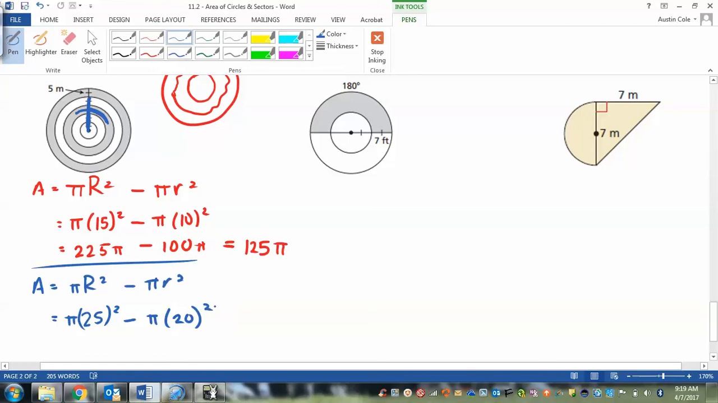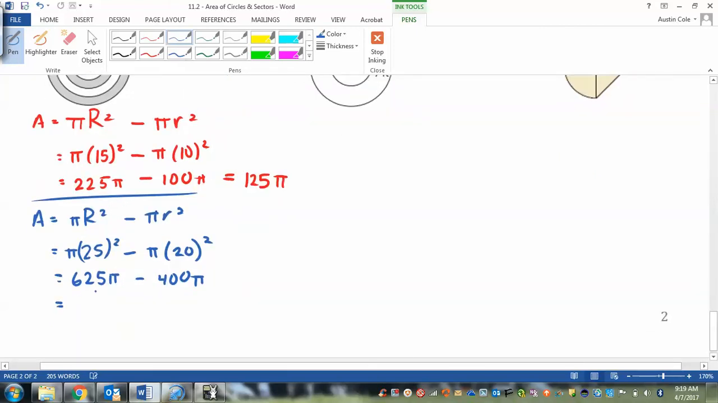Okay, again, 25 squared, that's going to be 625 pi. Minus 20 squared is 400 pi. I think this is going to get me 225 pi. So what's my final answer going to be?